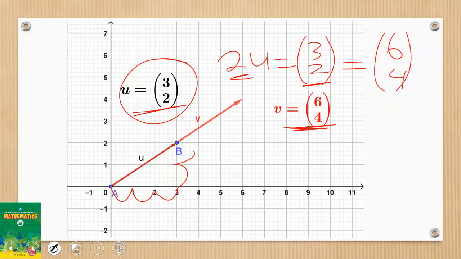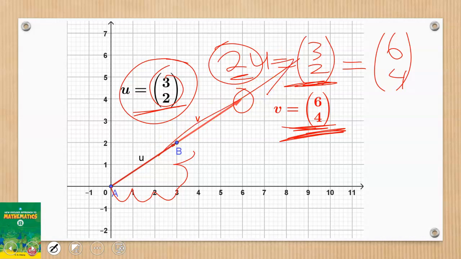What it means is that it extends the length of the vector. Anytime you multiply a vector by a scalar, you increase the length of the vector. And so the 2 multiplying the vector u, which gives vector v as (6, 4), has increased the vector from (3, 2) to (6, 4). Now I used a positive scalar for this, so the increment went in the same direction as the original vector.